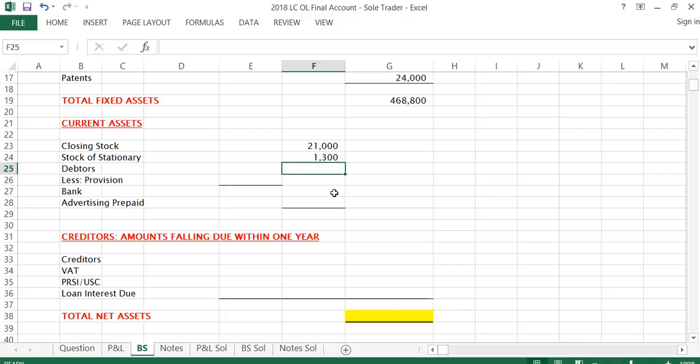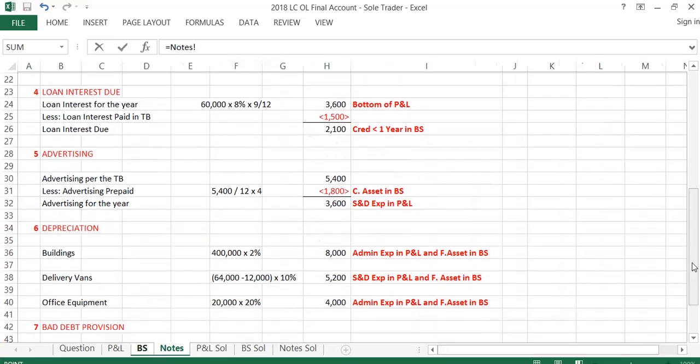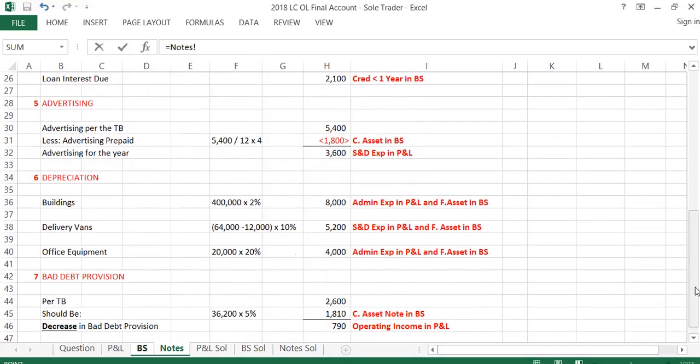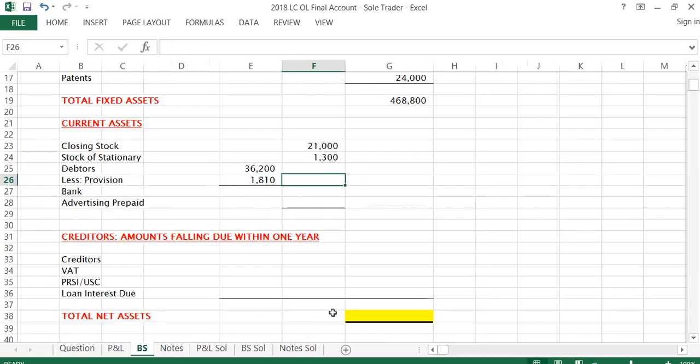My debtors less my provision will always go here. From the trial balance, I can see that my debtors was 36,200, and I have to take away my provision. Now, not the increase or the decrease, the full provision for the year. So if I go down to my note on bad debt provision, the full amount, what it should be, is taken away from debtors in current assets. So the 1,810, which is 5% of the 36,200, I'm taking it away, which will leave me with 34,390.